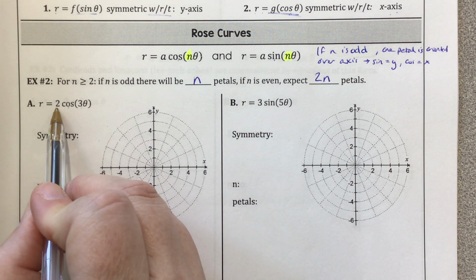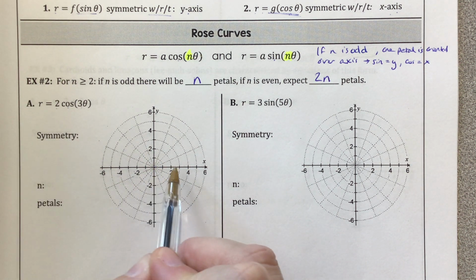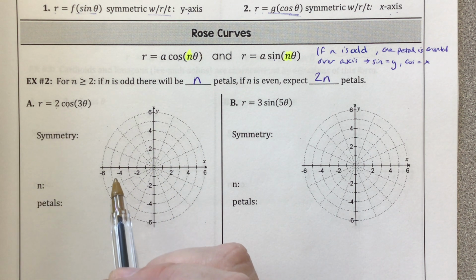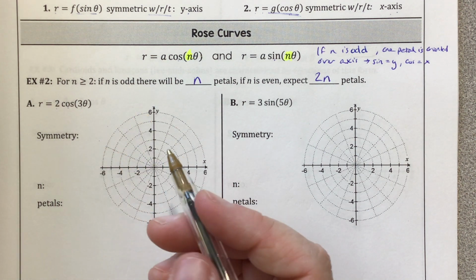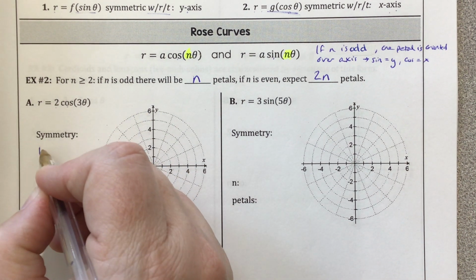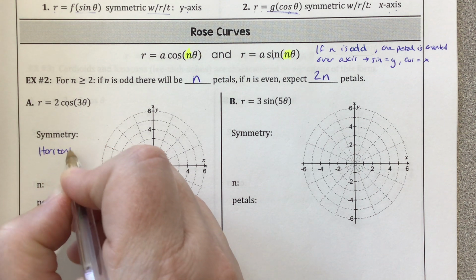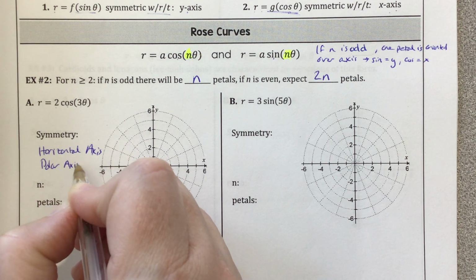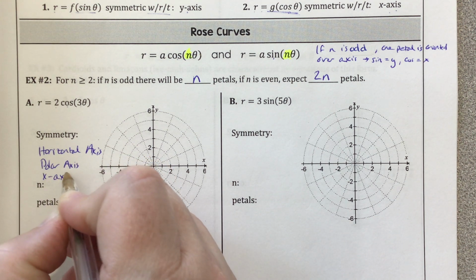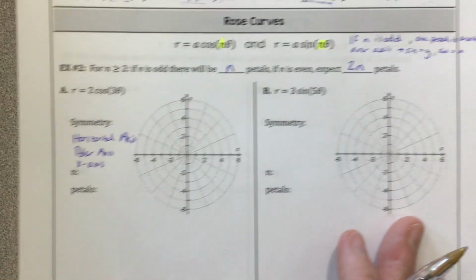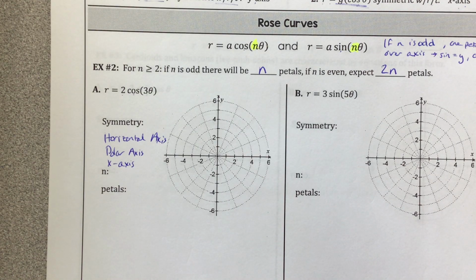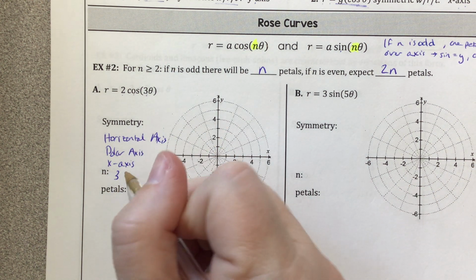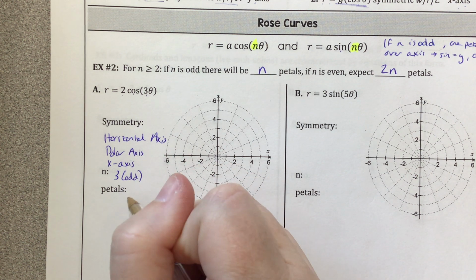Well, you see how this 2 in front is positive? It indicates that I should start over the positive side of the horizontal axis. So this being a cosine function will have horizontal axis symmetry, or polar axis. We might think of this as being like the x-axis, but the name in polar coordinates should be polar axis instead of x-axis. Okay, n is 3, so that's an odd number. I have exactly that many petals, 3 petals.